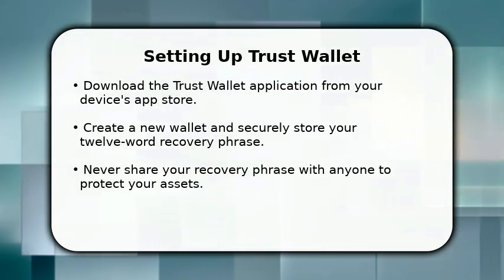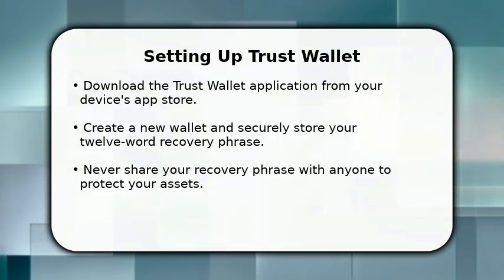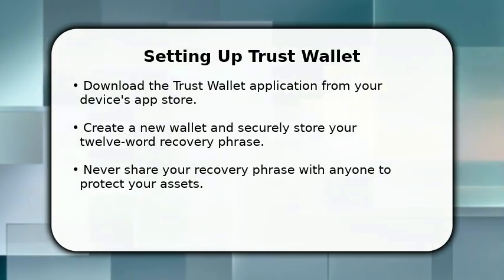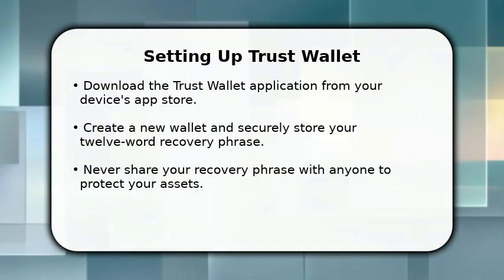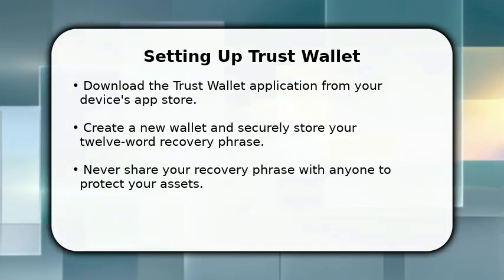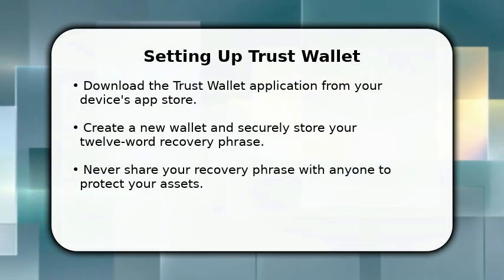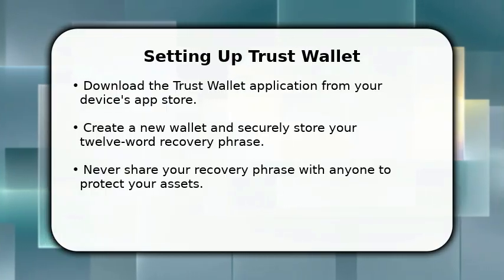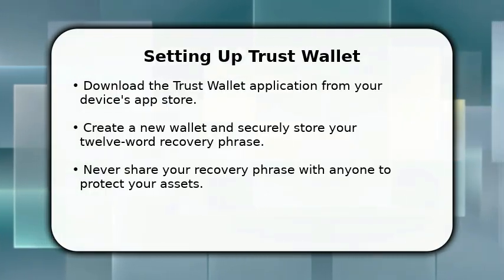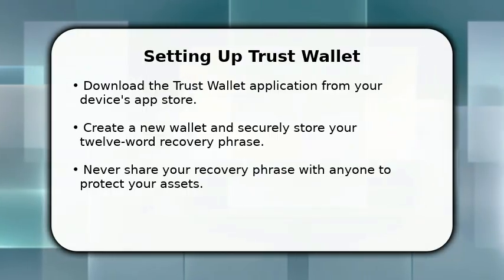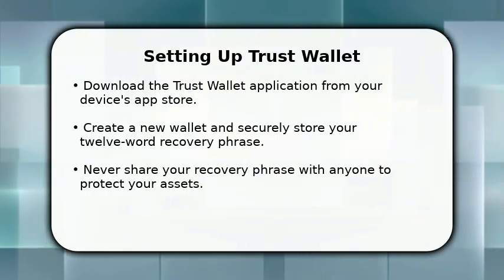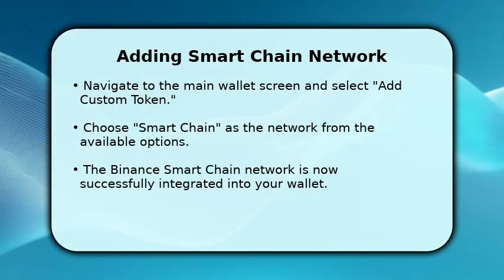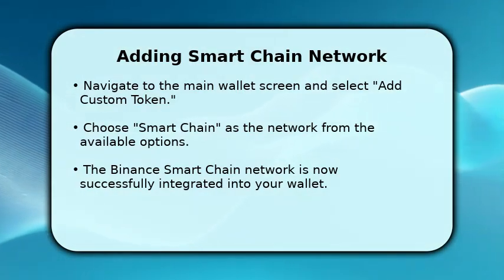First, download the Trust Wallet app from your App Store. Once installed, open it and create a new wallet. You will receive a 12-word recovery phrase. Write this down carefully and store it in a very safe place. This phrase is your only way to recover your funds if you lose access to your device, so keep it absolutely private. Next, we need to add the Binance Smart Chain network.